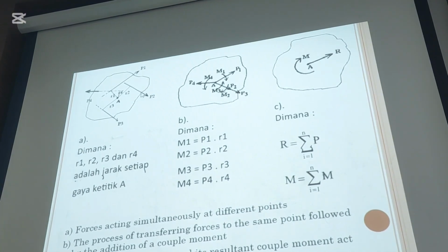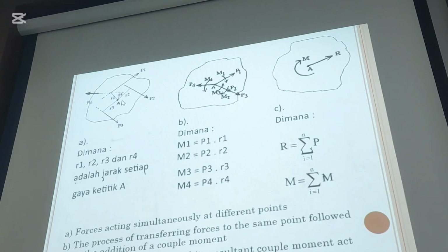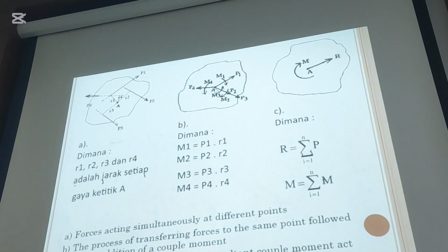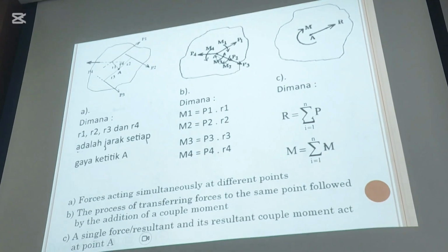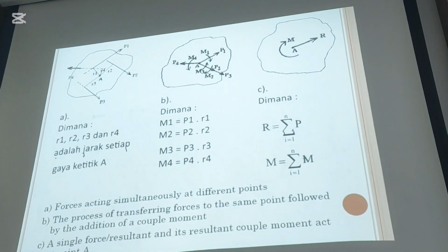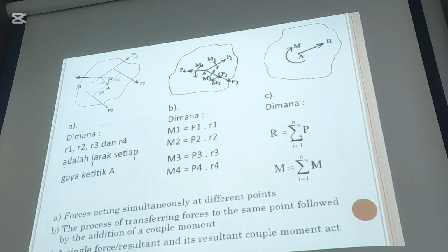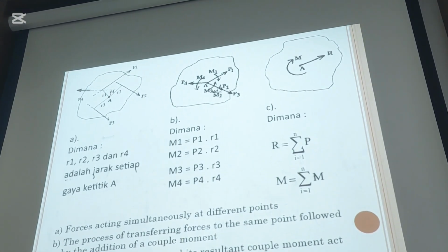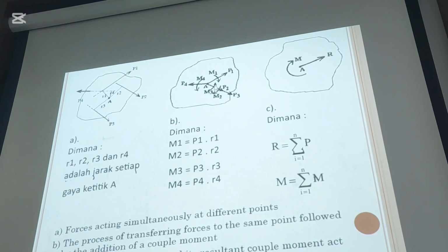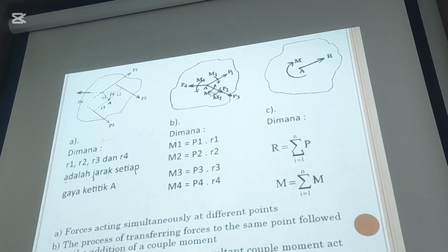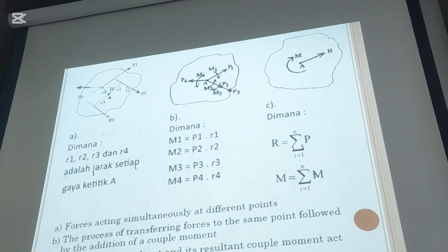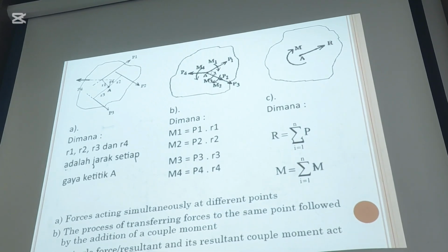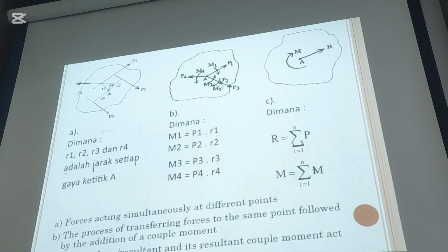Say P3. We move P3 to A. Let's say P3 here. But then we have a moment because the effect of P3 is counterclockwise. We have M3. As we move this, we have M3, and the M3 is here. Since P2 is also parallel to P3, we have F2 here as well, but the moment M2 is clockwise. M2 is here, and this is M3.